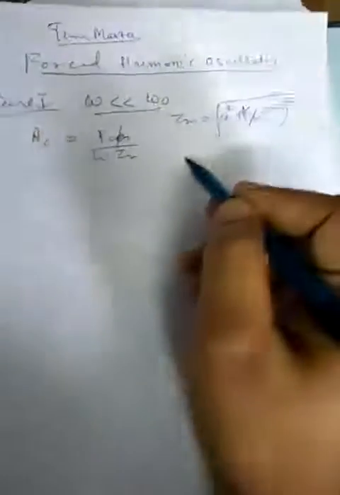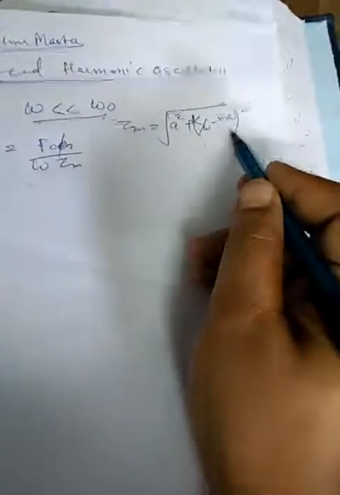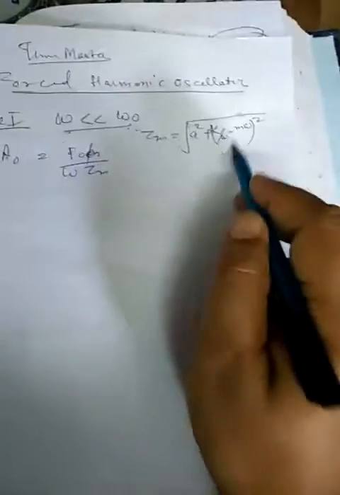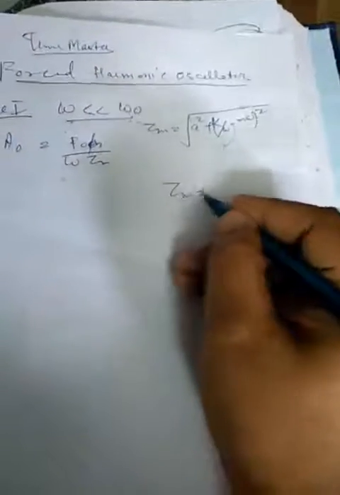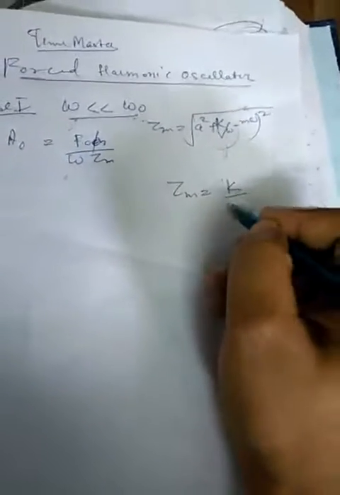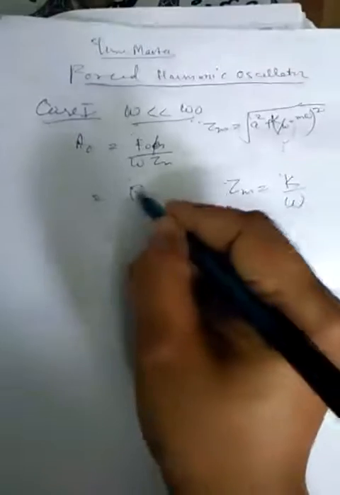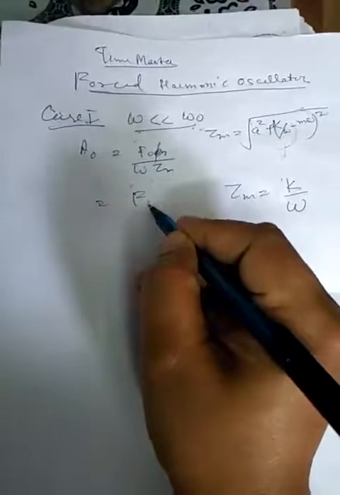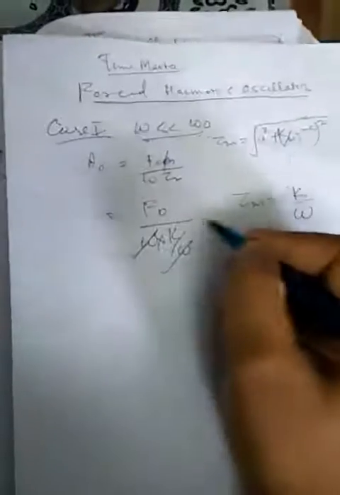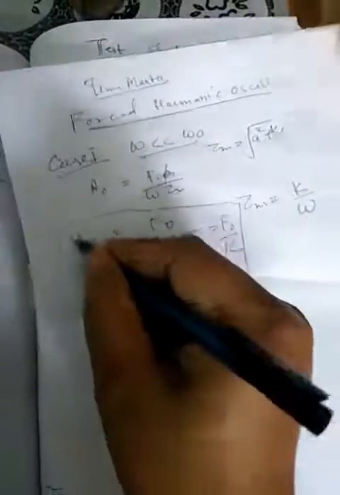Now zm is equal to under root of a square plus k by omega minus m omega whole square. When omega is very small, k by omega will be very large compared to the other term, so zm will be equal to k by omega. Putting this value in, it becomes f naught upon omega into k by omega, so omega cancels and the amplitude is equal to f naught upon k at very low frequency. This is the equation we get.